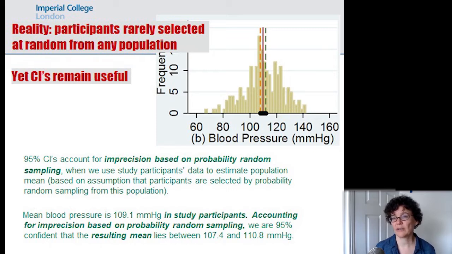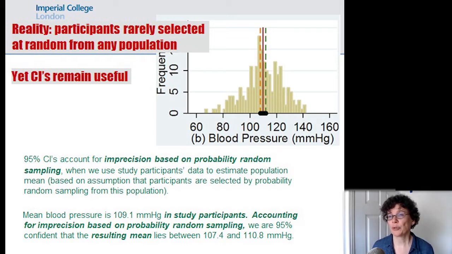One way of putting that is this phrase here: 95% confidence intervals account for imprecision based on probability random sampling when we use study participants' data to estimate population mean, based on the assumption that participants are selected at random from this population. I'm still talking about the population, even though there isn't really such a thing as a population from which they were selected at random. But we do need to make that assumption of random sampling in order to be able to calculate confidence intervals. So we make that assumption because confidence intervals are so incredibly useful, accounting for random chance.